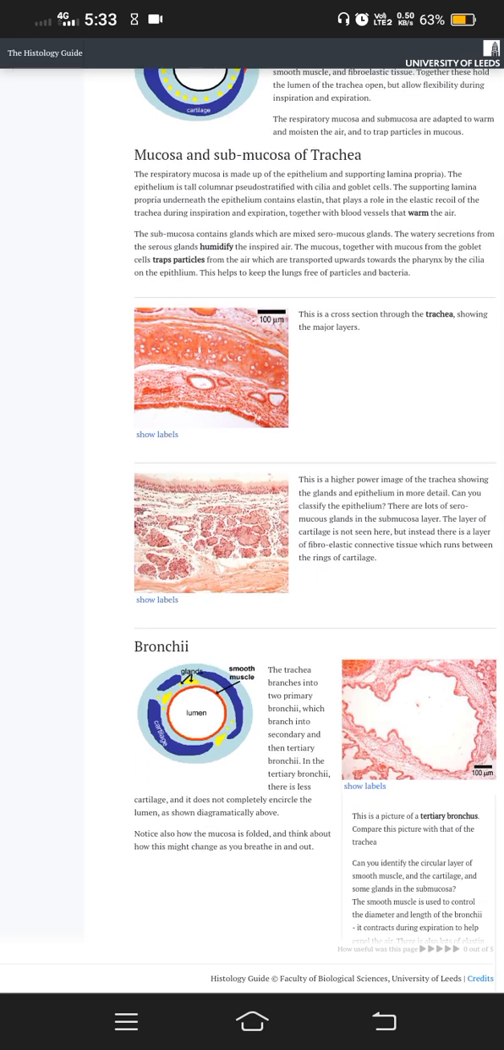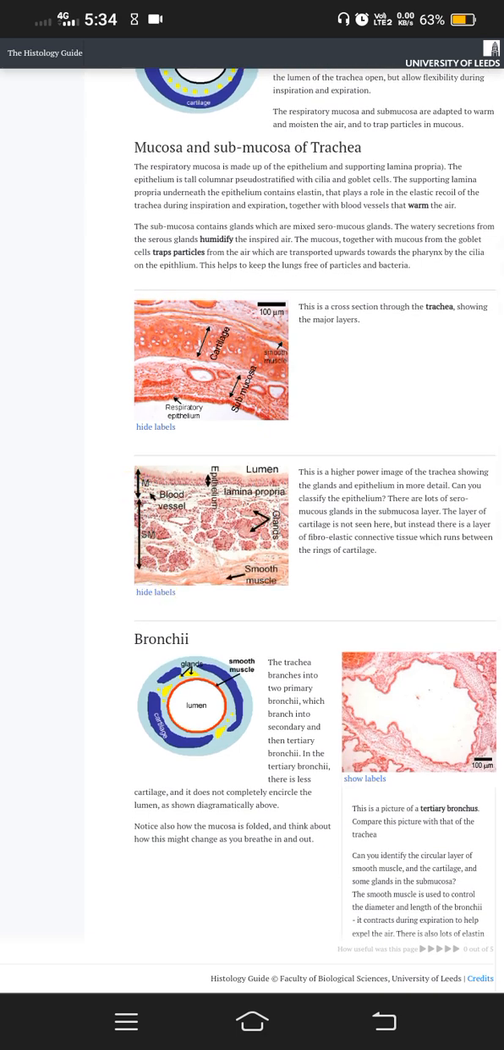This is a cross section through the trachea showing the major layers. Here we can see a cartilage portion, along with the submucosal region, then smooth muscle. Then the next picture. This is a higher power image of the trachea showing the glands and epithelium in more detail. Blood vessels are there. Then the lumen, lamina propria, along with glands, smooth muscle, etc.